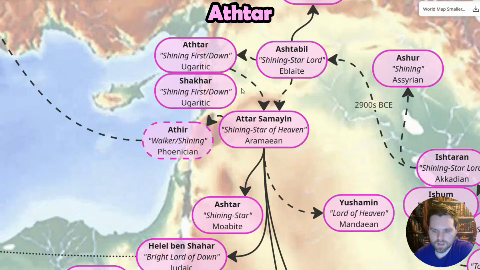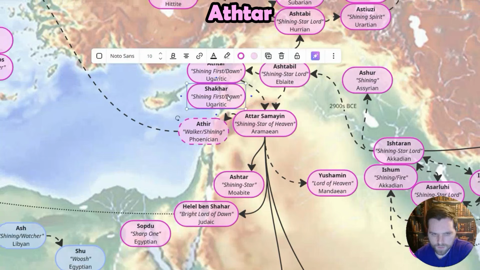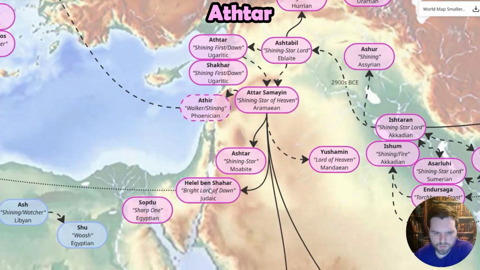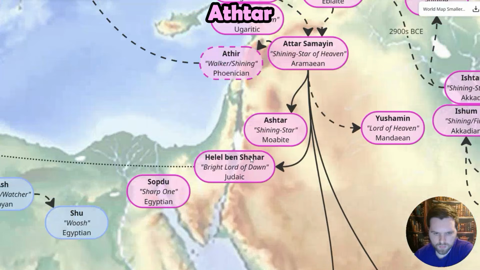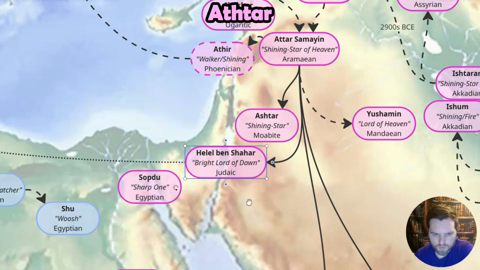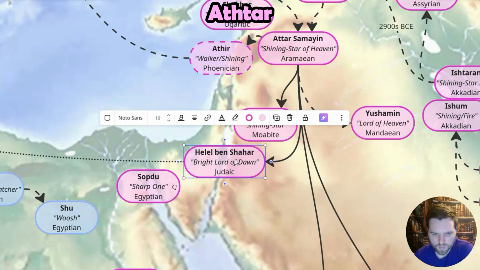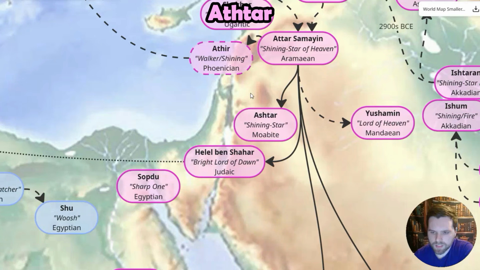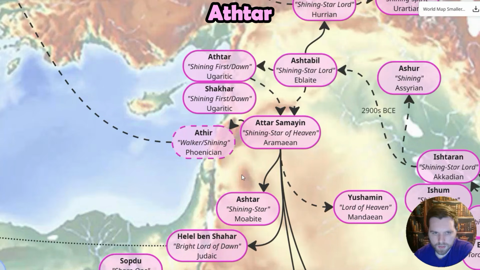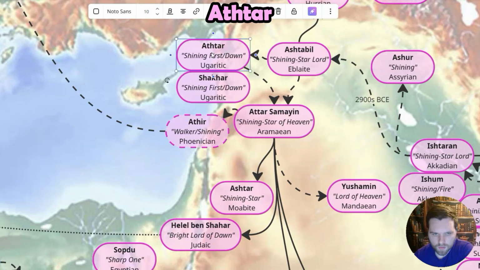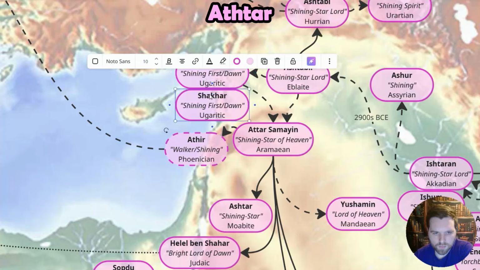But there is another dawn deity whose name literally means dawn, or the shining first, or the first light, basically. And that's Shahar, and that name Shahar is also used in Hebrew to refer to dawn, and it's where Hillel ben Shahar comes from, bright lord of dawn. And this is actually the same exact phrasing that is given to Othtar in Ugaritic sources as Othtar of dawn or Othtar of Shahar.